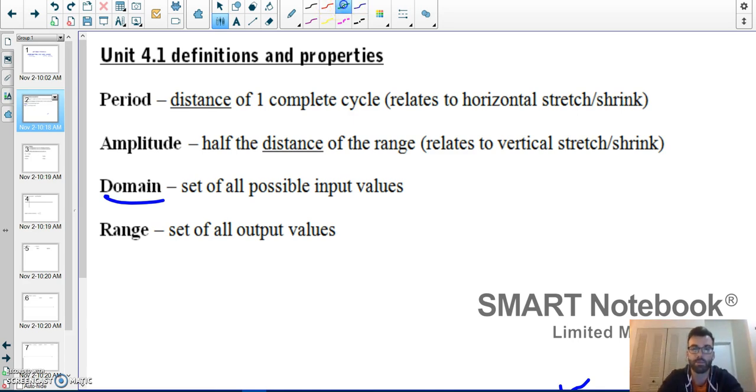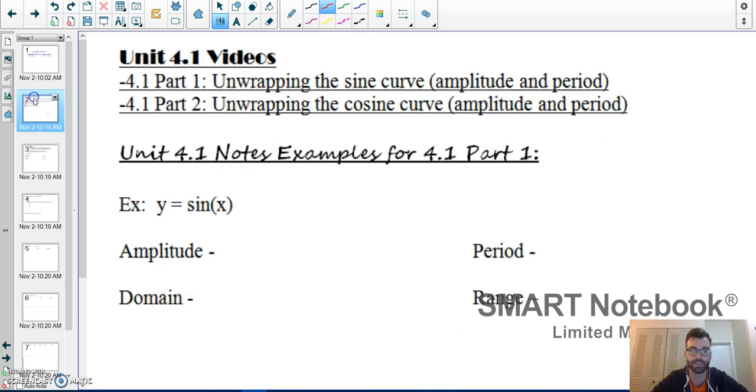The amplitude relates to our range. It relates to our vertical stretch and shrink. It's half of our range. If our range is from bottom to top, the amplitude is half of that distance. Remember, the domain is our x and our range is our y values.